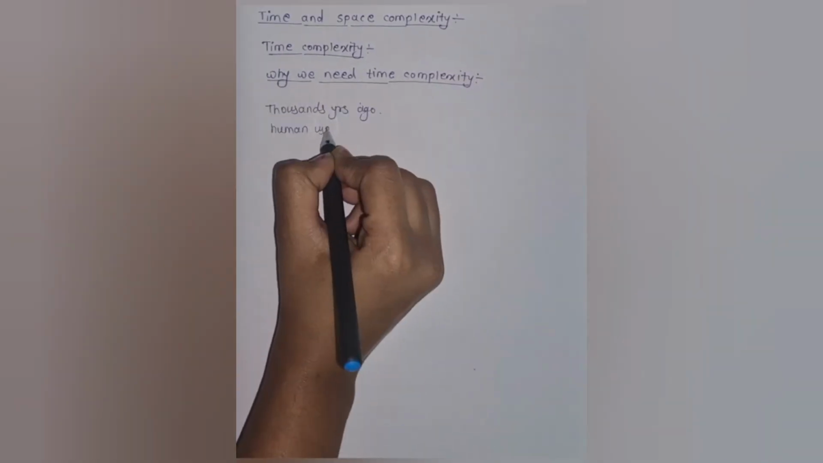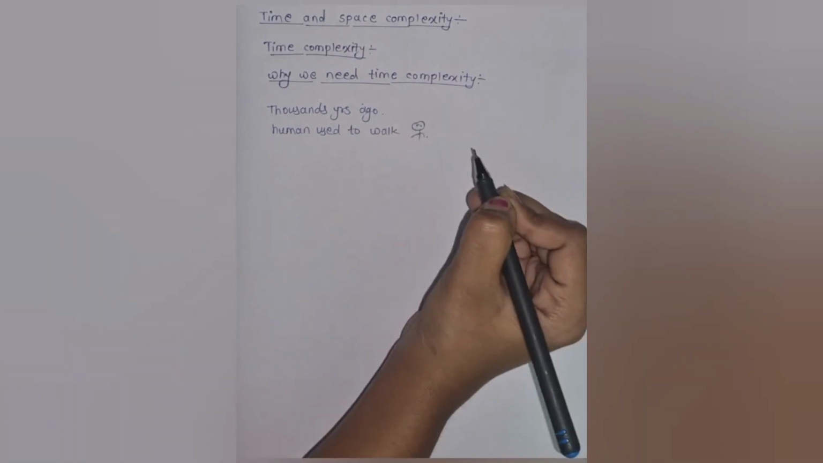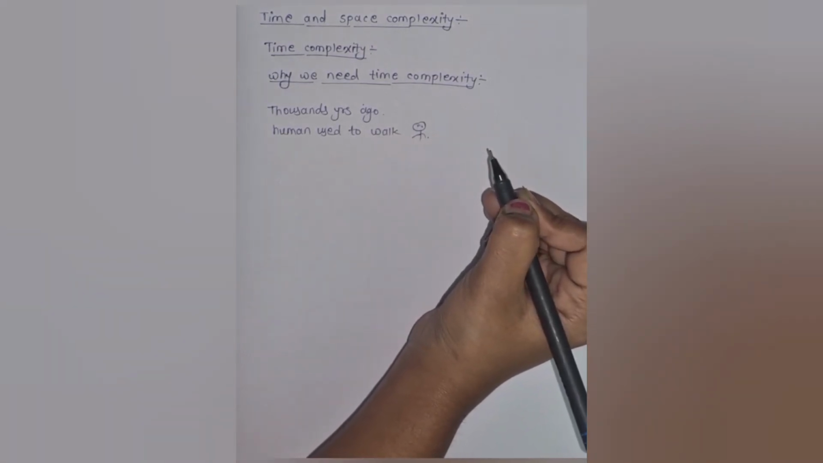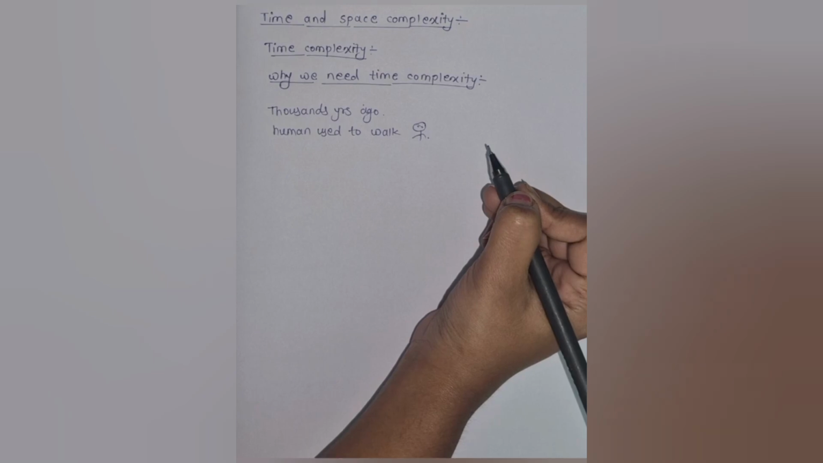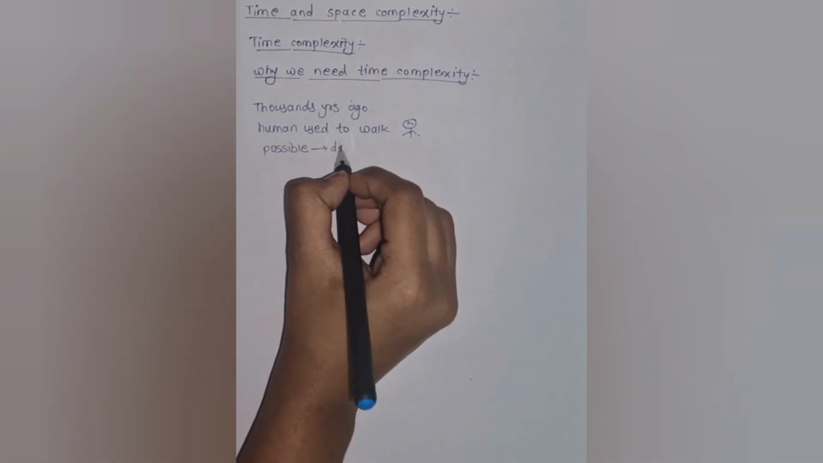Thousands of years ago, humans used to walk, and walking was working. If the distance was 1 kilometer, it was completely fine. But what if the distance was 100 kilometers or 1000 kilometers? Walking was still working, but it became very slow and difficult.